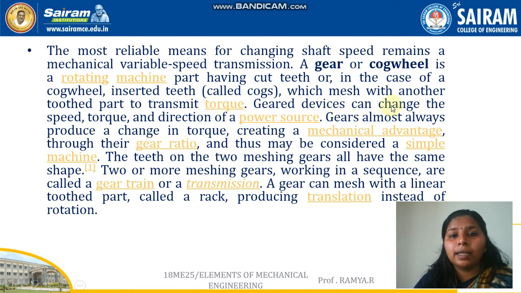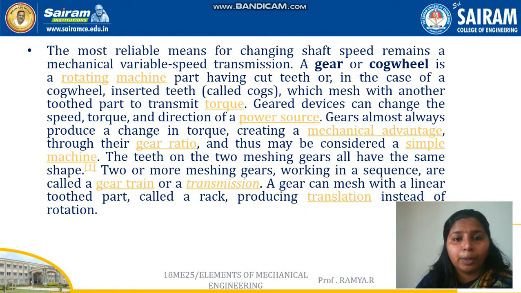Geared devices can change the speed, torque and direction of a power source. Gears almost always produce a change in torque, creating a mechanical advantage through their gear ratio, and thus may be considered a simple machine. The teeth on the two meshing gears always have the same shape. The teeth should be of the same number and should have the same shape.